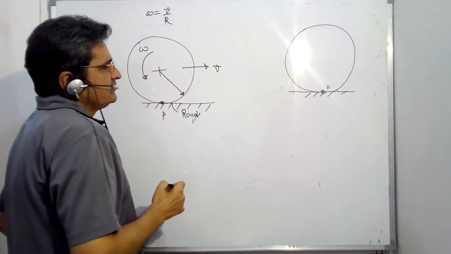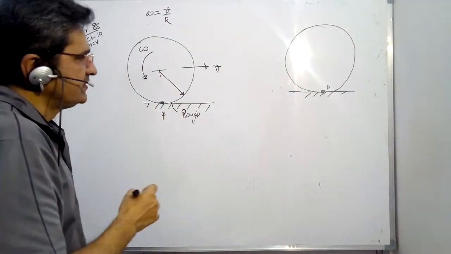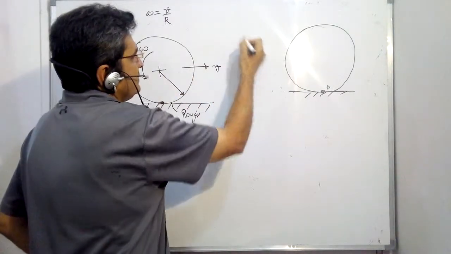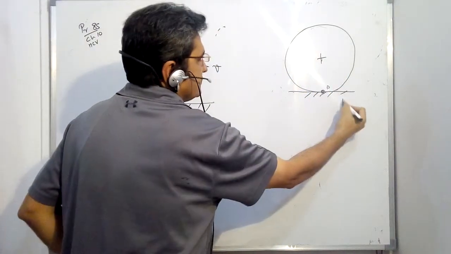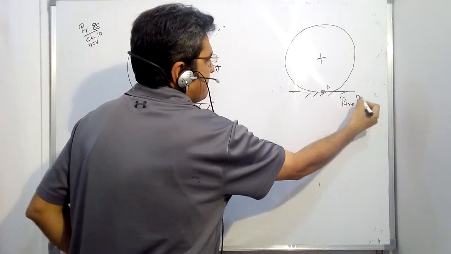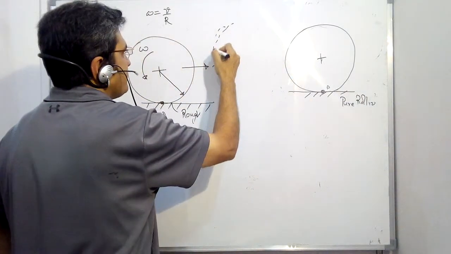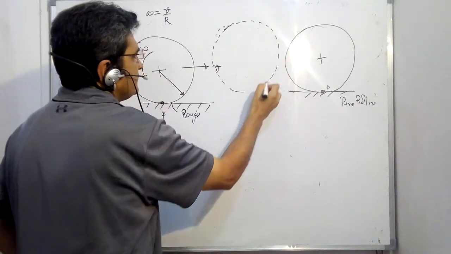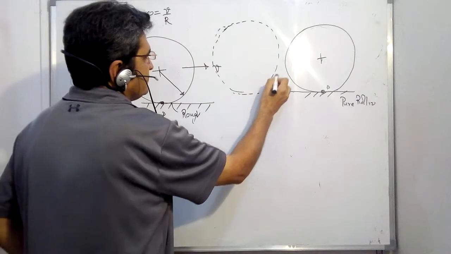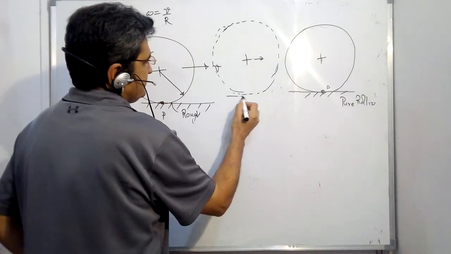We have to find out what is the velocity of the sphere at the final stage, where pure rolling starts. Before pure rolling, there will be another stage where omega has to first become zero, because omega is in the opposite direction. Please note this stage.